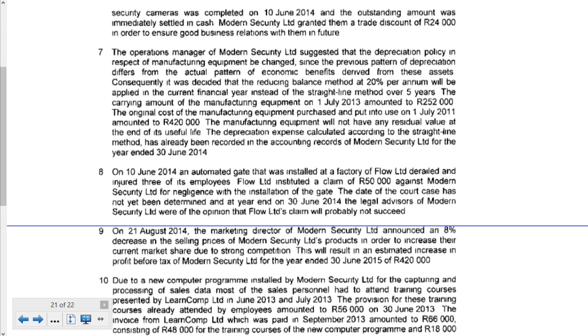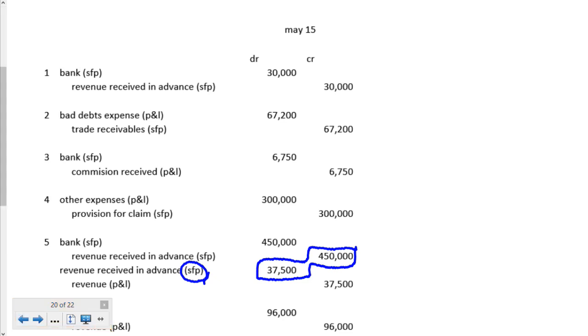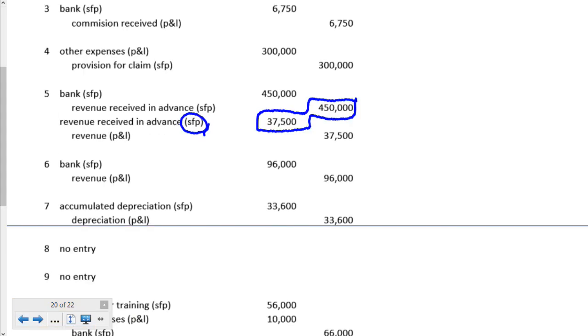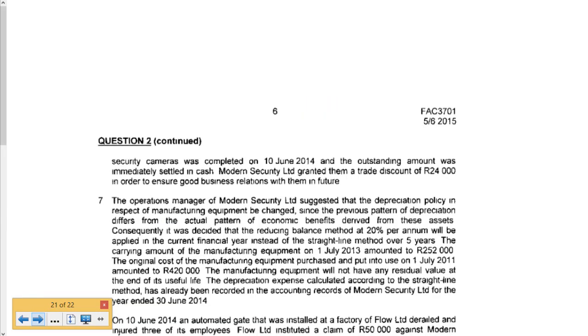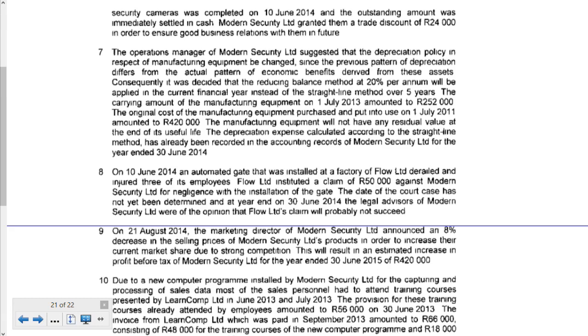Yeah? And so therefore, for your first required, there was no journal entry. I don't know if there would even be a mark for saying no entry, maybe. Yeah. The second one is an event after reporting date. On the 21st of August, after year end, the marketing director announced that he's going to decrease the selling prices in order to increase market share. This will result in an increase in profit before tax of 420,000 Rand.